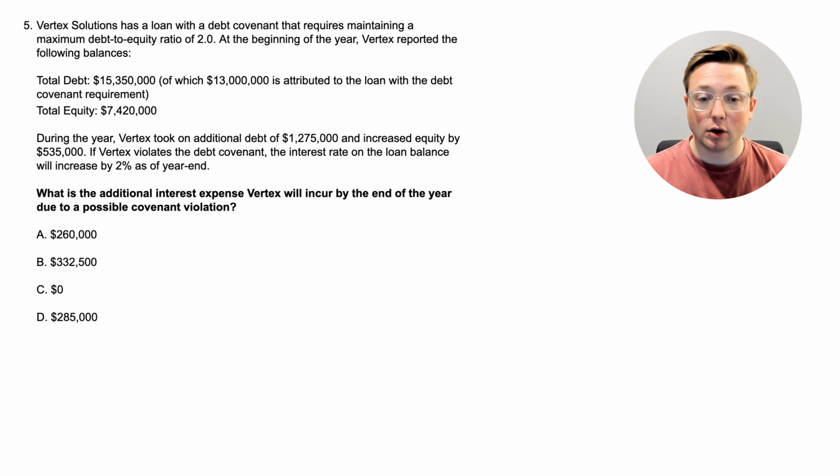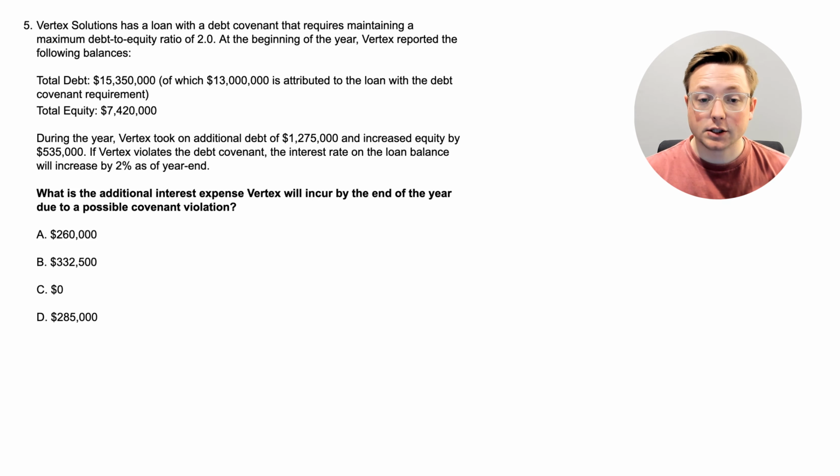Vertex Solutions has a loan with a debt covenant that requires maintaining a maximum debt-to-equity ratio of 2.0, or just 2. At the beginning of the year, Vertex reported the following balances. Total debt of $15,350,000, of which $13 million is attributed to the loan with the debt covenant requirement. So the loan that has the debt covenant requirement is the $13 million loan, but the maximum debt-to-equity ratio is going to take into account all of the debt. And the total equity is $7,420,000.